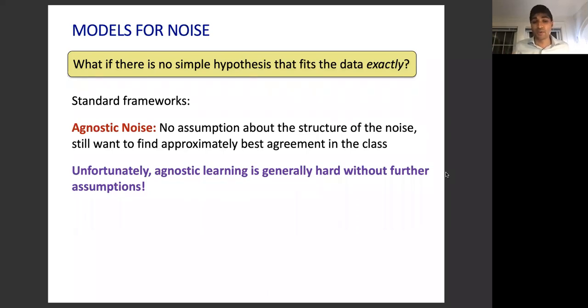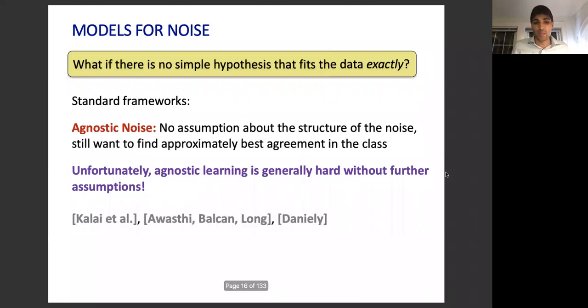If you make assumptions about, for example, the distribution of the x's. So in particular, there's some beautiful work of Kalai et al. and Awasthi et al. that does exactly this. So they design agnostic learning algorithms for half spaces that work under the assumption that the x's are Gaussian or sub-Gaussian. And there's work of Amit Daniely showing that the problem of agnostic learning without making any distributional assumptions is actually cryptographically hard.